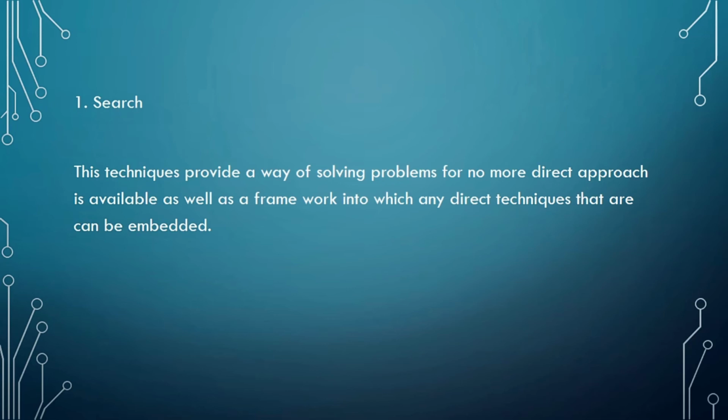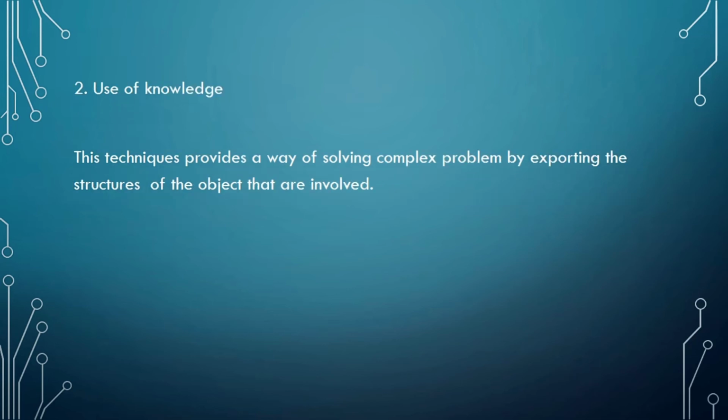Another technique is use of knowledge. If you want to solve something, you need to use your knowledge. And to use knowledge, we need to embed it in the system. So this technique provides a way of solving complex problems by exploiting the structure of the objects that are involved. The third one is abstraction.